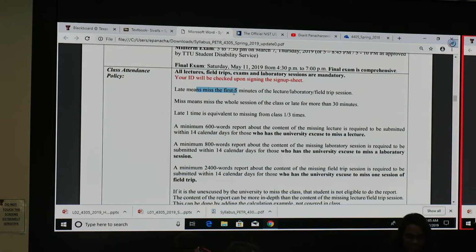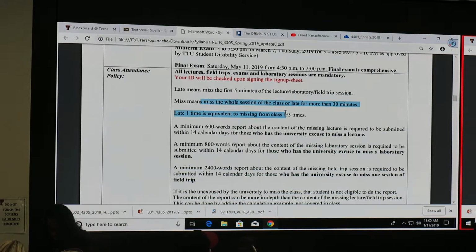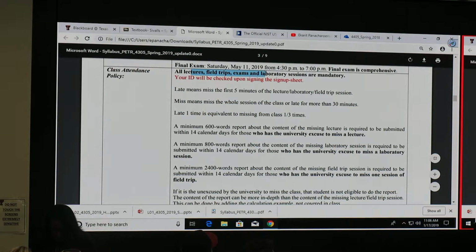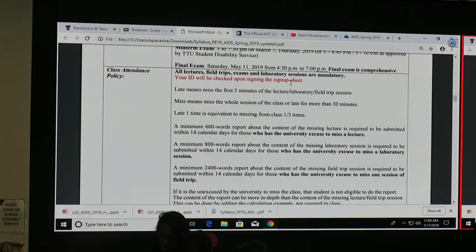If you're late, it means you come after 11:05. If you come before 11:05, you're not late. If you come after 11:05, you are late. One late equals 1/3 of a missed class. All field trips, lectures, exams, and lab sessions are mandatory. You have to come. You cannot say, I watched the video, I don't have to come. Your ID will be checked upon signing the sign-up sheet. Last year we had some students sign up for other people, so we prevent that.